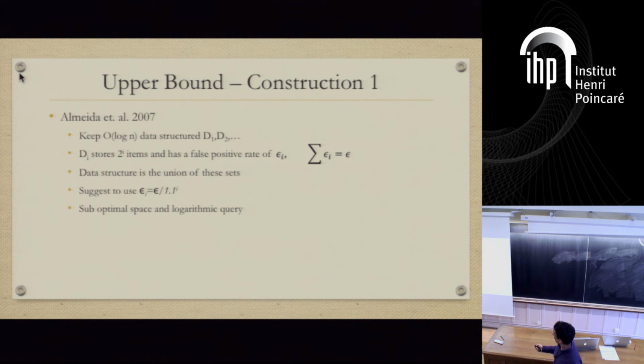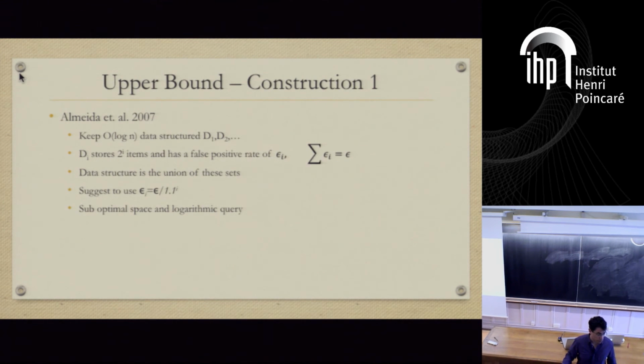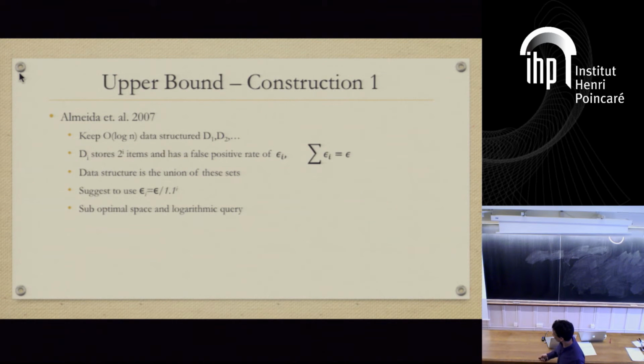So the ith data structure will store 2 to the I items, and we have log n of them. It would have a false positive rate of epsilon I. Since we have to search all of them, the summation of epsilon I has to be the false positive rate that we shoot for, which is epsilon. In that paper, they suggested to have epsilon I be epsilon divided by something exponential in I, which leads to n log n space. So it's suboptimal in space.